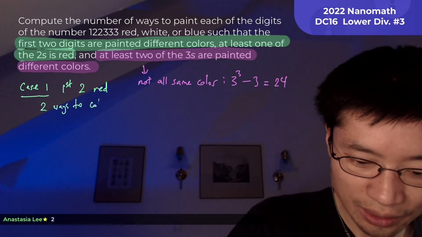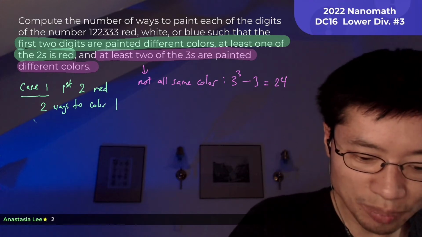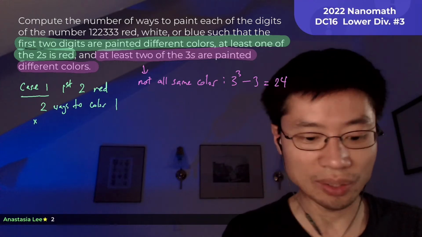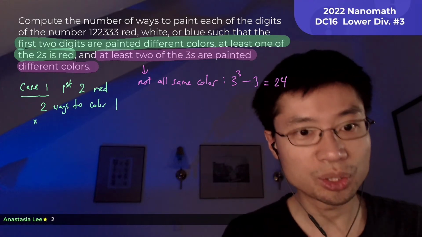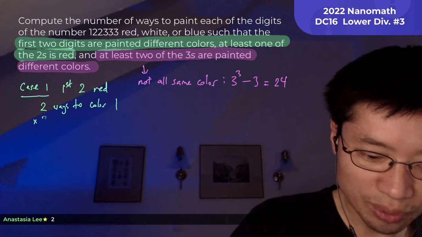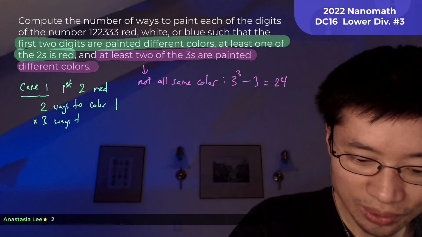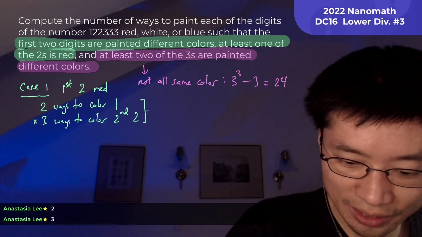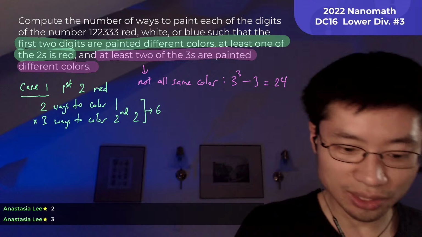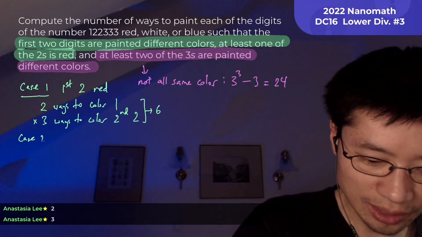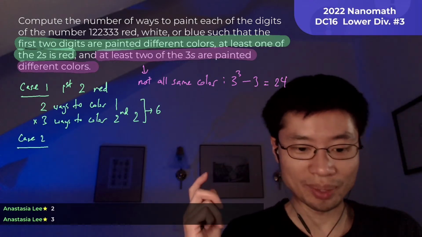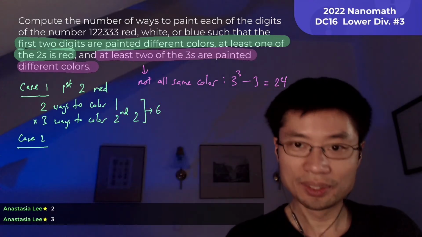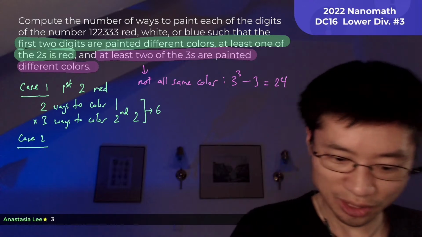So there's 2 ways to color the 1. And then we have to multiply that by, well, the second 2. So for the second 2, how many choices do I have? I already colored the first 2 red. Anastasia, that's right again. 3 ways to color the second 2. So far, this is 2 times 3 is 6, but I need to do case 2 also. Still in the green section. The green section is this one where I'm just dealing with the green text up here. And so now I need to say the first 2 is not red.